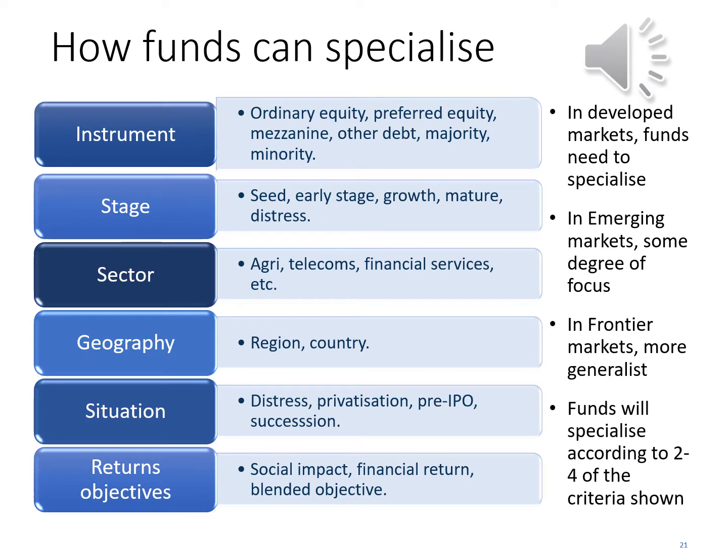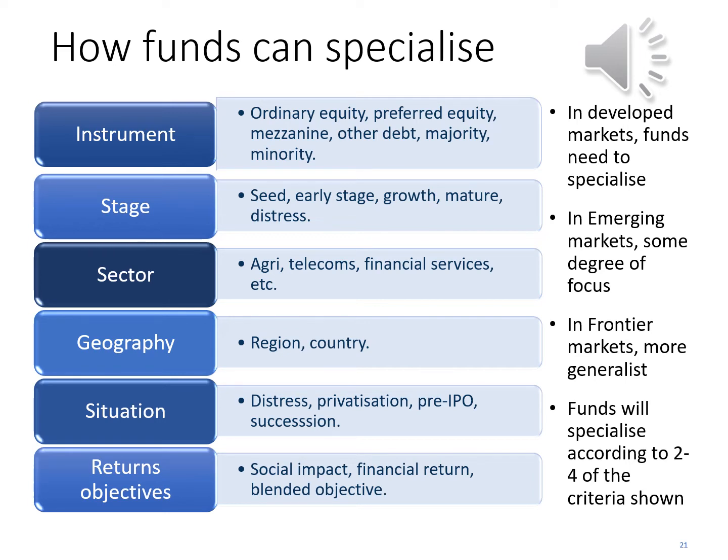Private equity funds can specialize in 6 broad ways. They can specialize firstly by type of financial instrument which they like to use. So some funds might just use ordinary shares or preferred shares or mezzanine or some combination of these. So the type of financial instrument through which they make their investment is one variable.